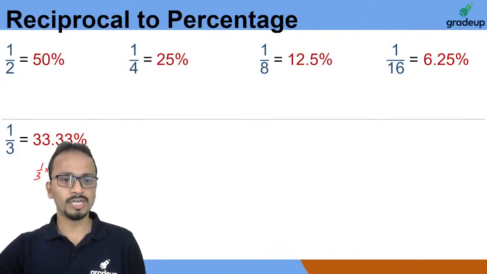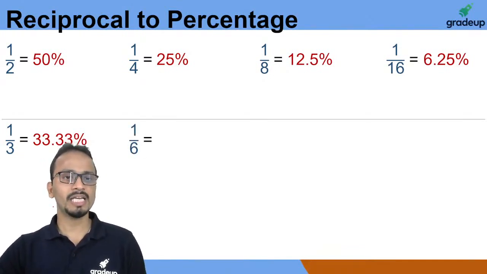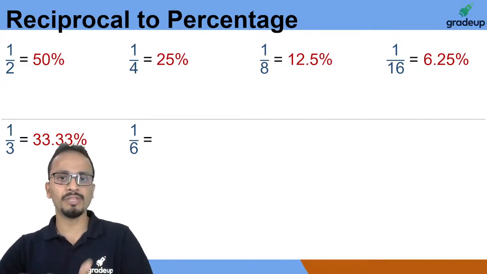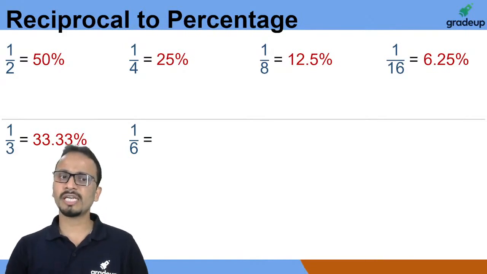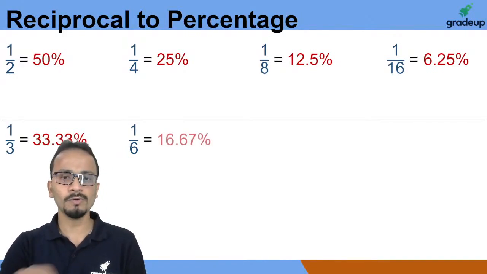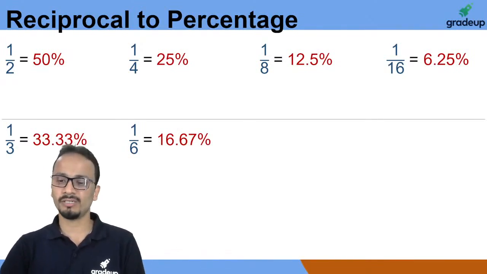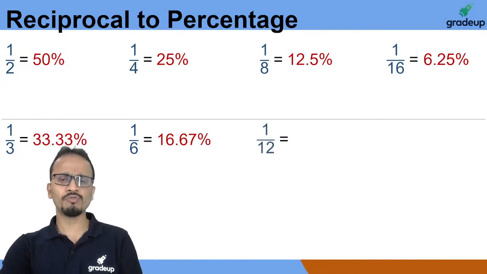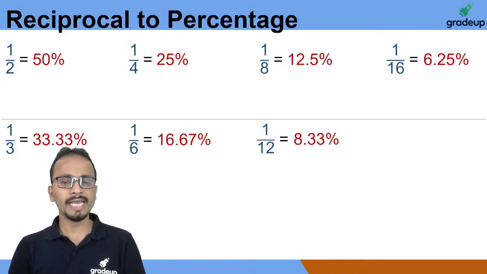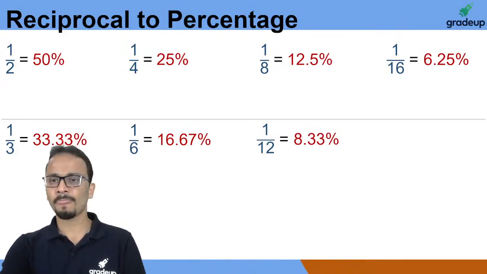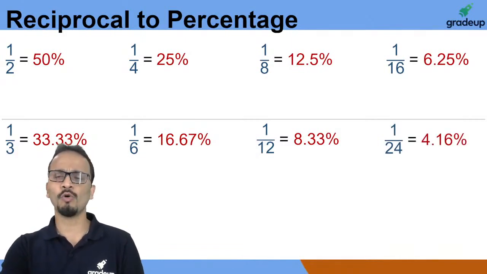Okay. So 33.33. Now, if I want to go to 1 by 6, I can again establish the similar relation that I have done up there. So 1 by 6 is half of 1 by 3. Just divide 33.33 by 2 and you get its percentage equivalent, which is 16.67. Similarly, for 1 by 12, you can take half of 16.67 and that will be 8.33. For 1 by 24, half of 8.33 in a similar manner, which is 4.16.